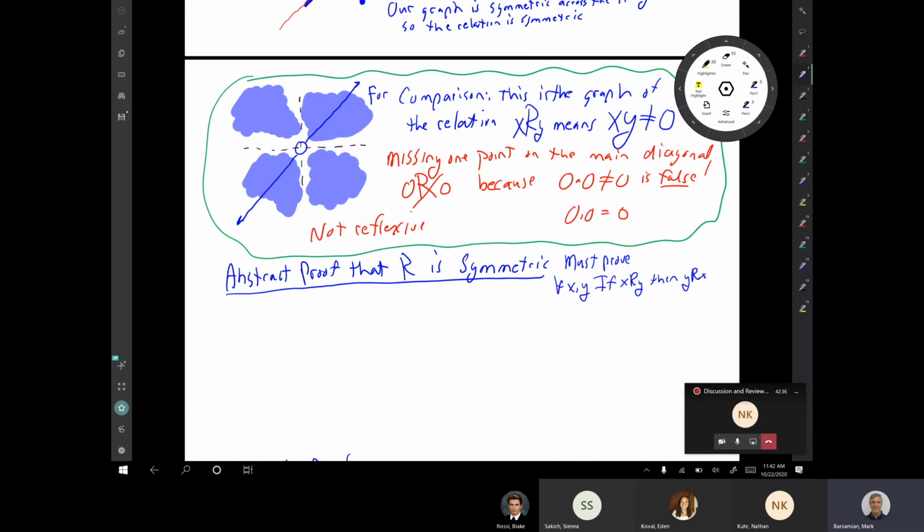Well, remember what I talk about in the videos all the time. We start by introducing a generic particular element. So we do this. Suppose that X is related to Y. So that's the hypothesis. Or maybe I should say, suppose X and Y are real numbers such that X is related to Y.